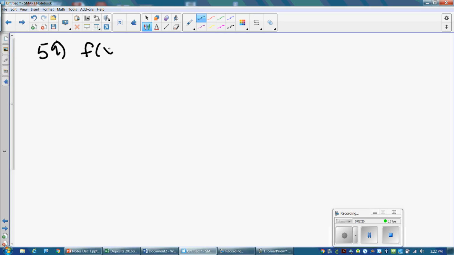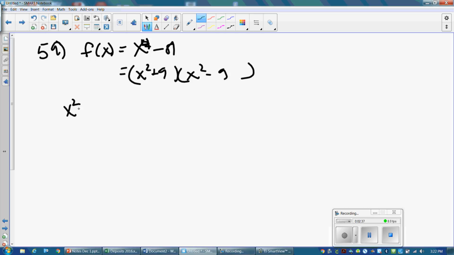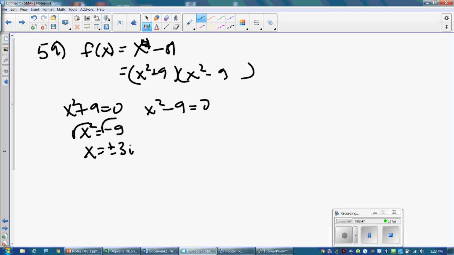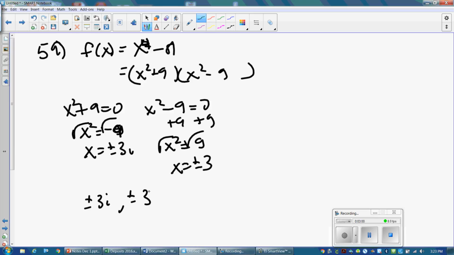59. Couple of ways you can approach 59. The easiest way is probably to factor it if you can. Whoops, it was x to the 4th. If you factor it, it'd be x squared plus 9 and x squared minus 9. Set each of those equal to 0, and you get x squared equals negative 9, so you square root that, and you get plus or minus 3i. Add 9 here, you get x squared equals 9, square root that, you get x equals plus or minus 3. So your answers are plus and minus 3i and plus and minus 3.